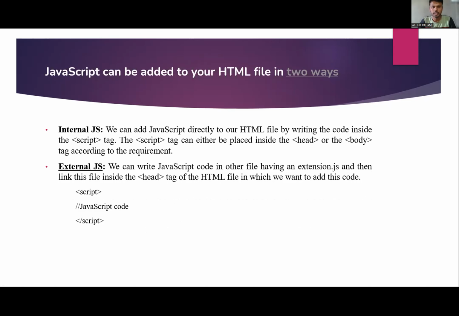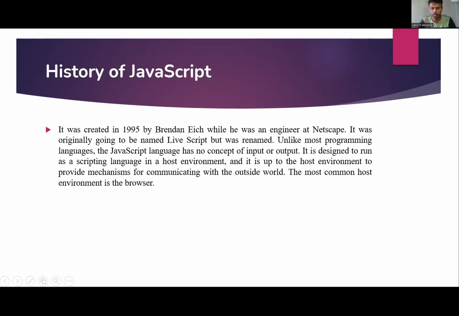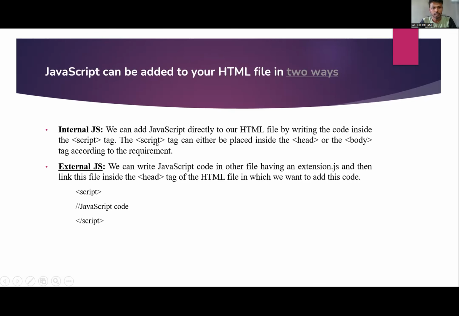How to add JavaScript to an HTML file? There are two ways of adding JavaScript to an HTML file. First is internal JS, and the second is external JS. For internal JS, we write the code inside a script tag in the HTML file, simply putting the code in the script tag. It is the internal JS.